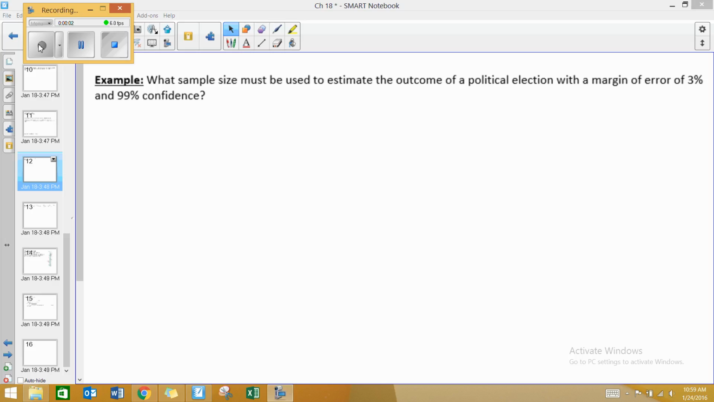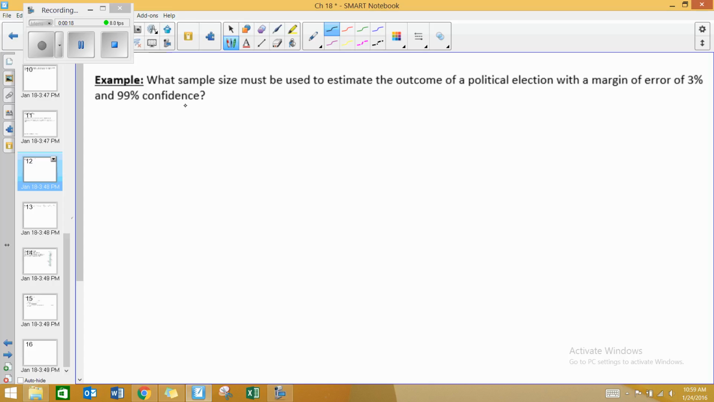We're going to be looking at the last two examples from the chapter 18 notes. So this would be on page 5 of your notes. It says, what sample size must be used to estimate the outcome of the political election with a margin of error of 3% and 99% confidence?